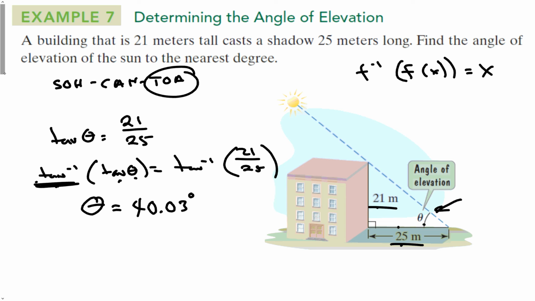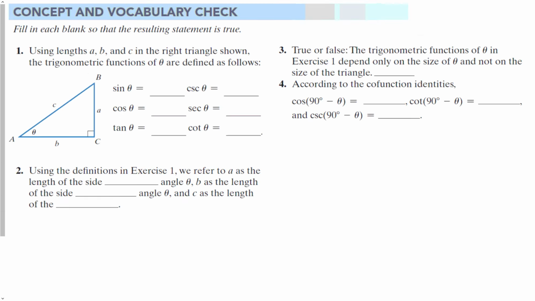So there's a couple problems like this on the homework, so definitely you should practice as much as possible in order to get a little bit better with this. And that was section 4-3, right angle trigonometry.